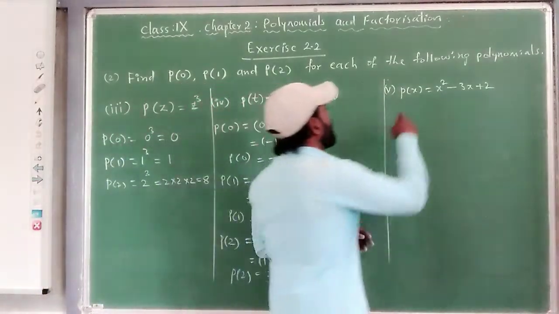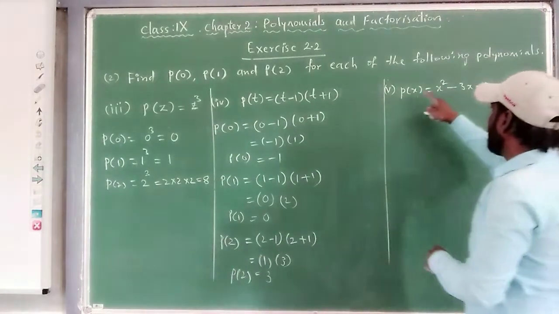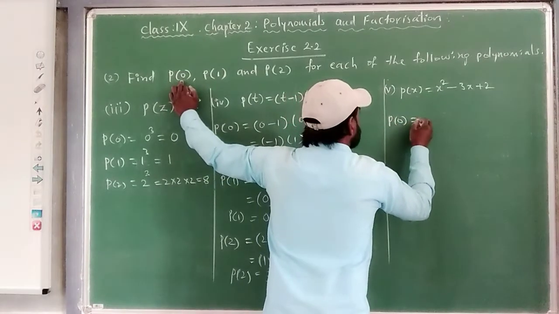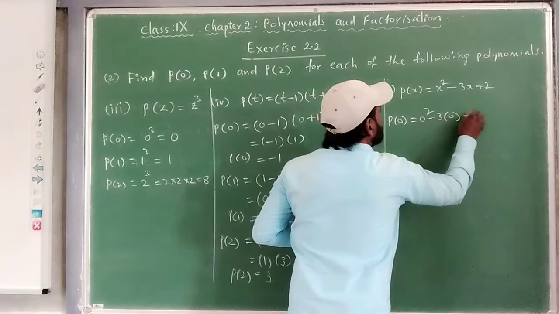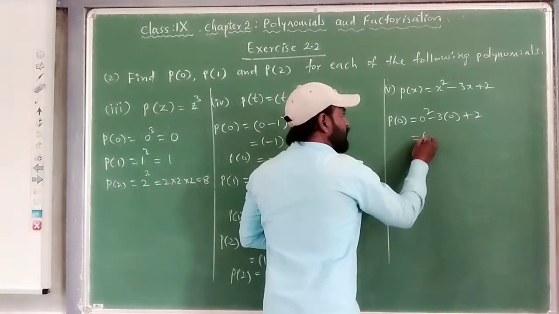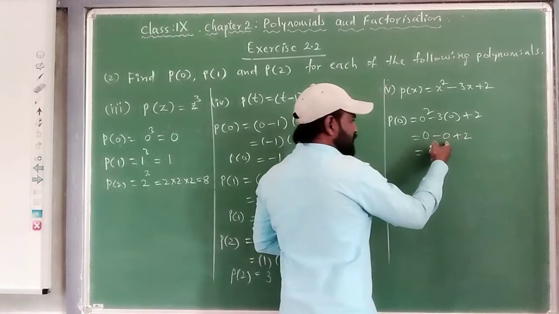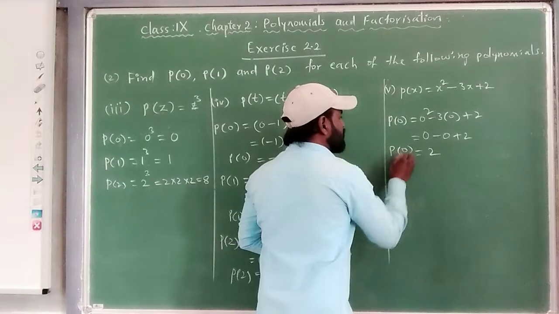Next, the last one. P of x is equal to x square minus 3x plus 2 is given. First we have to find P of 0. That means in place of x, we have to put 0. 0 square minus 3 into 0 plus 2. So 0 square is 0, minus 3 into 0 is 0, plus 2. 0 minus 0 is 0. 0 plus 2 is 2. So P of 0 is 2.